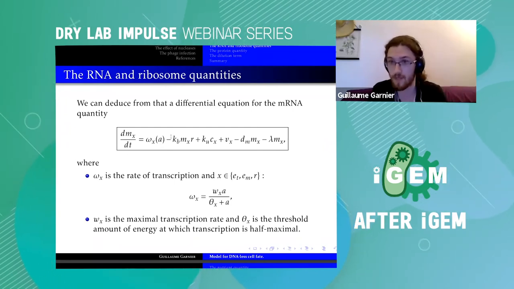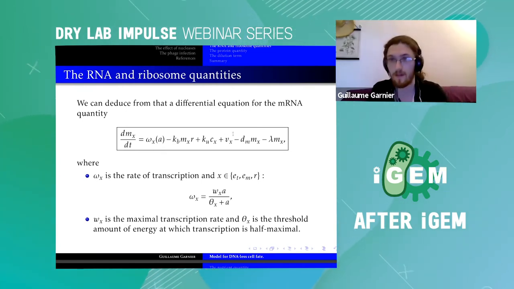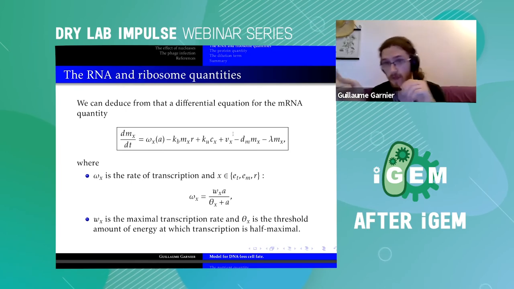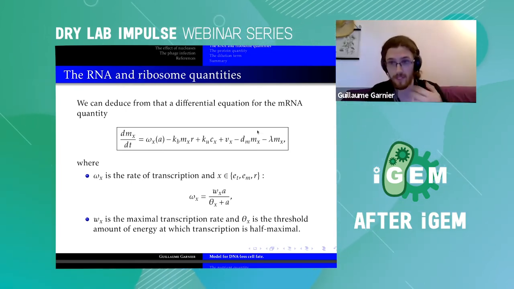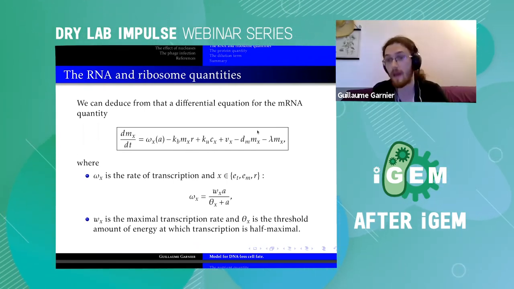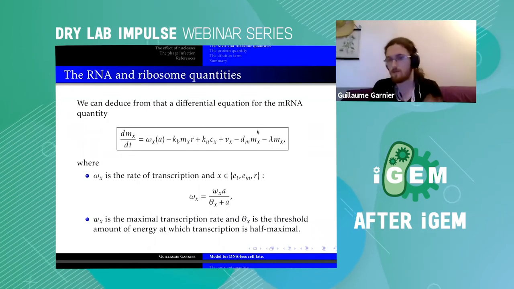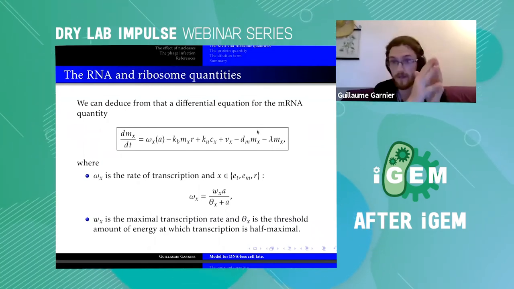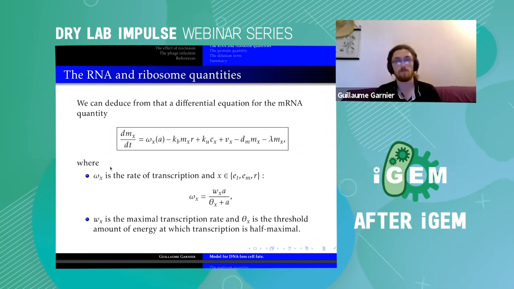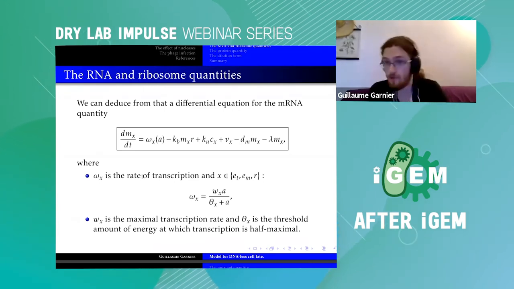Free RNA can disappear because some of them will bind to free ribosome, and new free RNA will appear just because the bound ribosome can divide into free ribosome and free RNA. Here we have a degradation term because again, we want that there is no free RNA forever. We want that quantity to degrade in time. We still have a dilution term. So we have omega H, which is the rate of transcriptions.